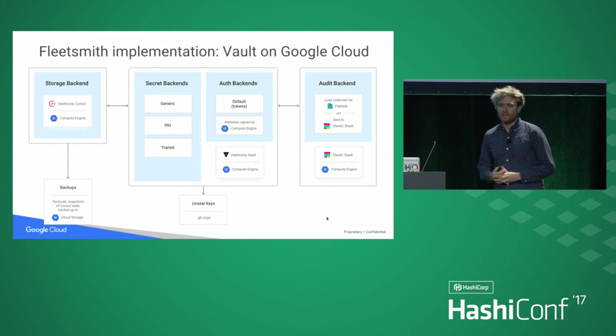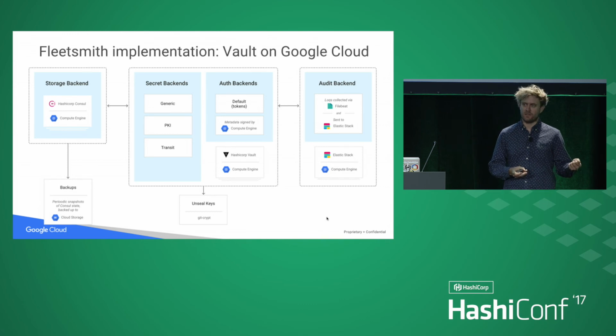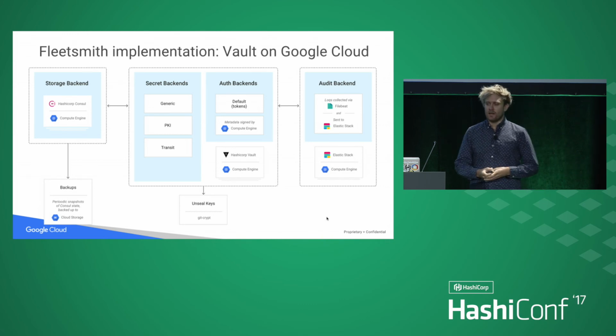And then for the audit backend, we grab all of the syslog output and collect that with FileBeat and send it into our Elastic Stack cluster, formerly known as ELK. And then we store all of our unsealed keys encrypted at rest as well. So that is a quick overview of our infrastructure.